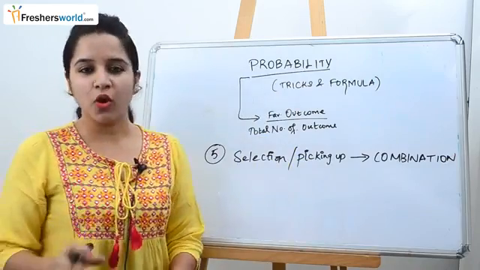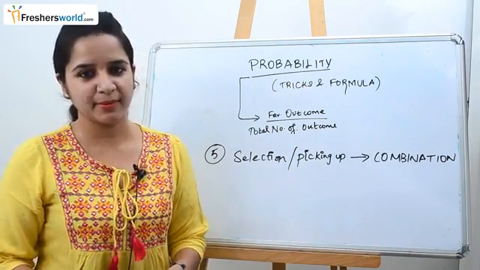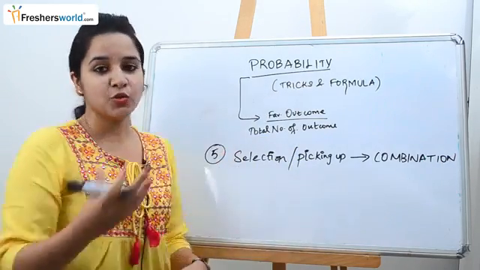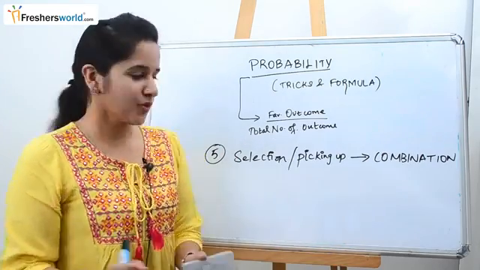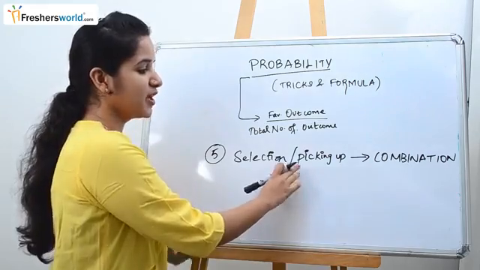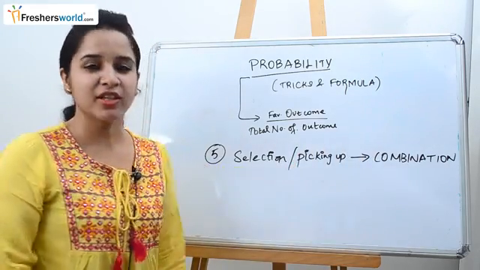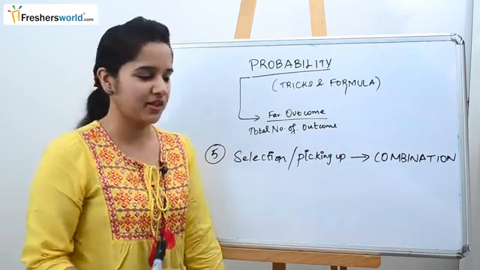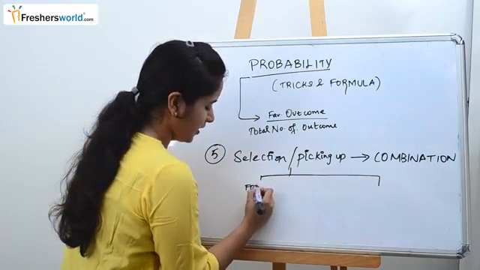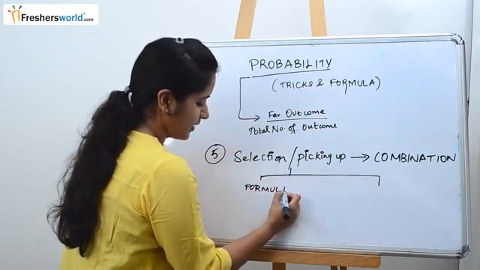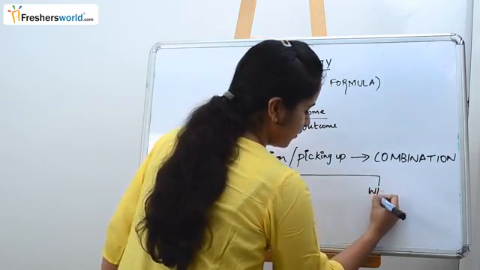This is the most common question nowadays that you face in aptitude exams. Selecting 2 balls out of 3, picking up 2 balls from a bag. If you find these kinds of questions, you should always use the combination. There are 2 ways of solving this combination. One is using the formula that we generally know, and here comes the way without the formula.